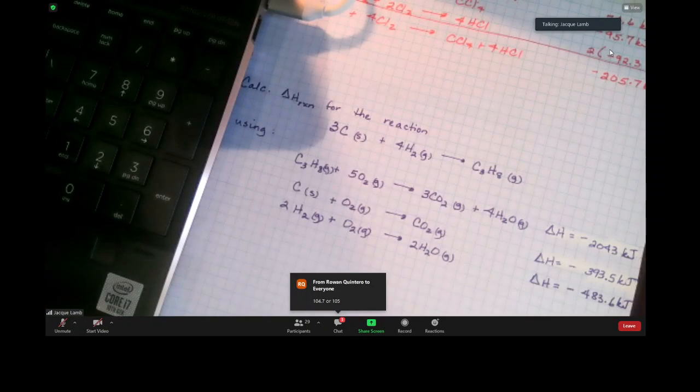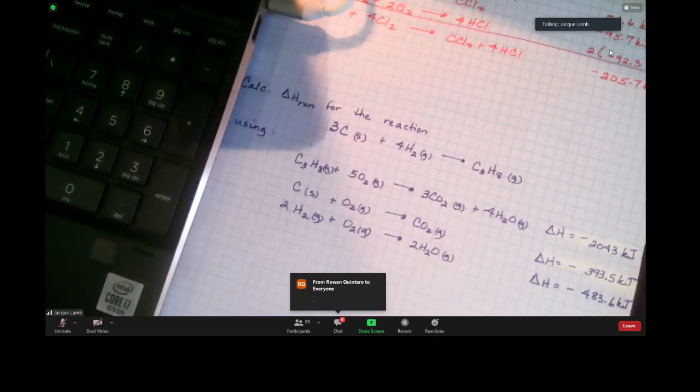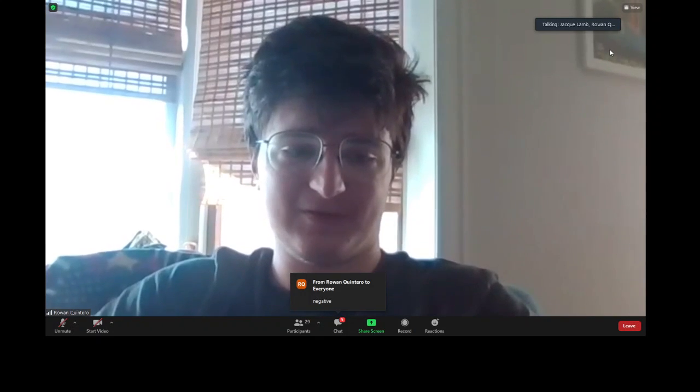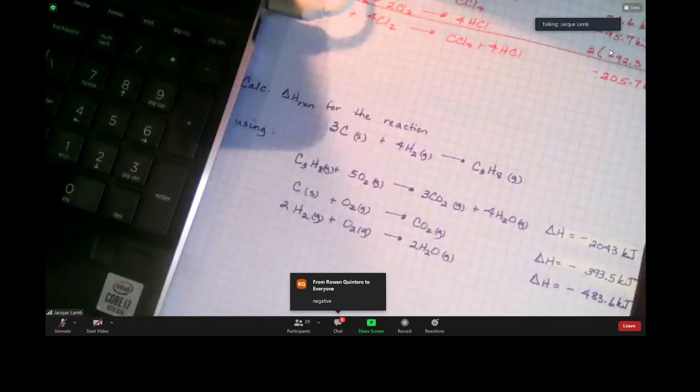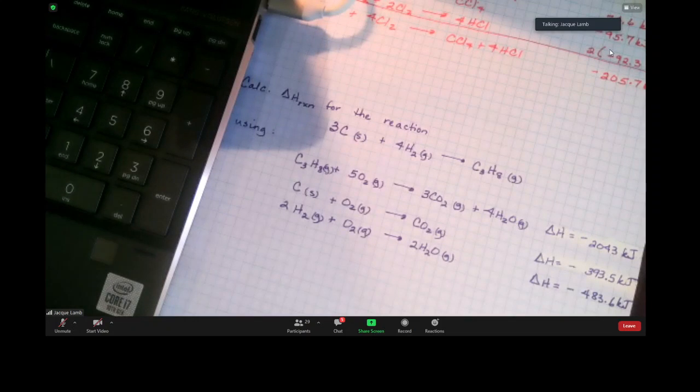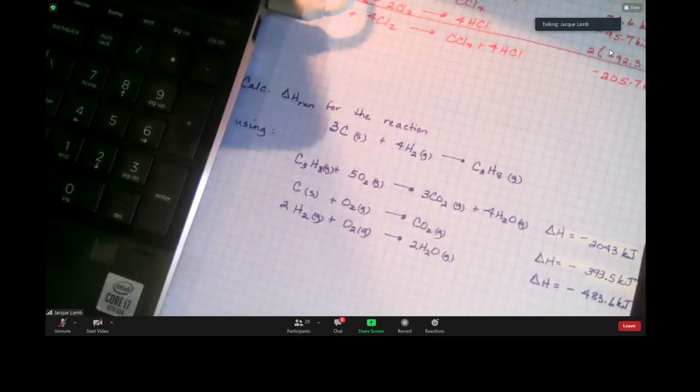Most of you are throwing away... Rowan, you're telling everyone what it is. Well, it is negative 105. So if you did not get that answer, go back and look at what you did. In order to solve that, you have to manipulate every one of those equations in some way.